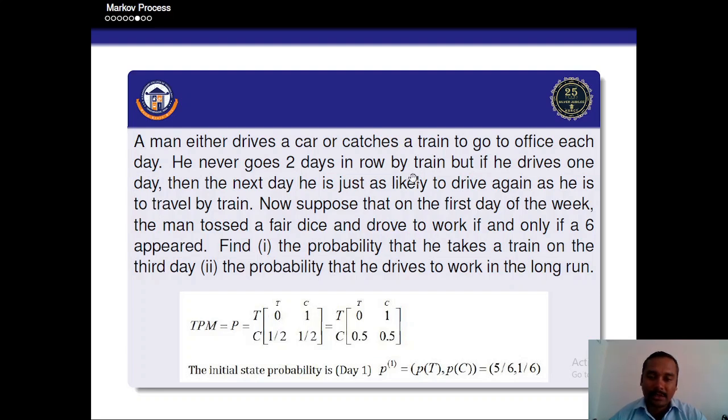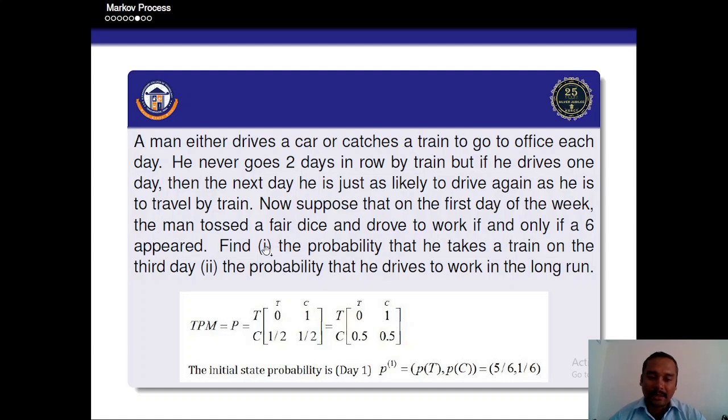Then come to the second statement. If he drives one day, the next day he is just as likely to drive again as he is to travel by train. If he drives one day, the next day he may drive again or he may go by train. So there are equal possibilities for going to the office by train or car. Divide the value of 1 for 2 possibilities, that is 1 by 2 plus 1 by 2. So this is the TPM for the given process. So that is a Markov process.